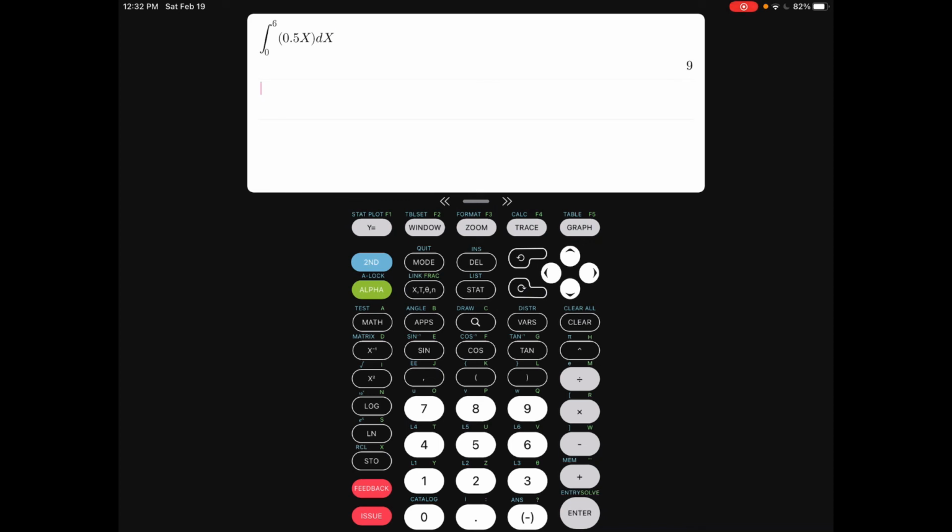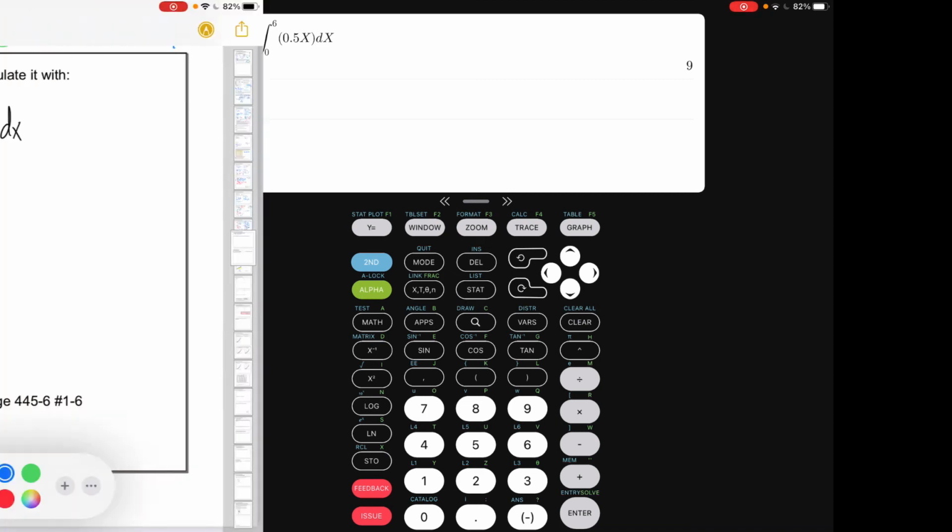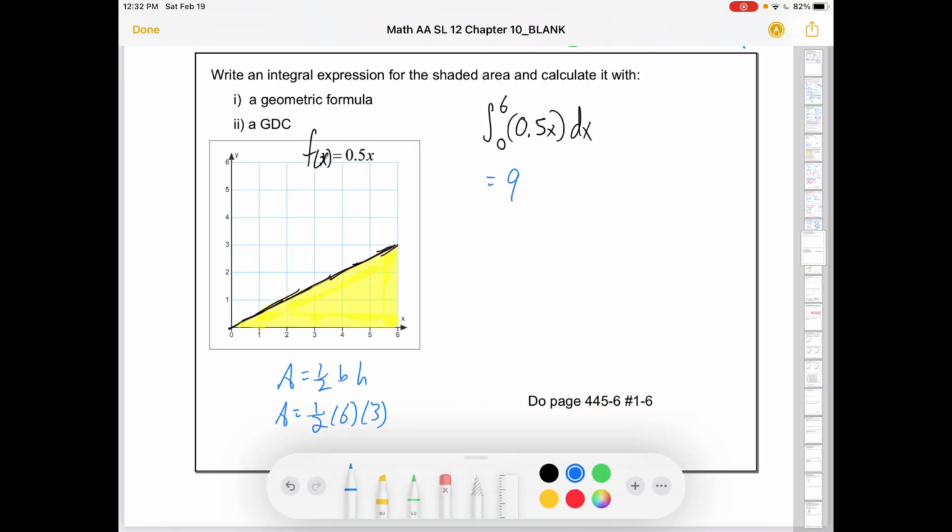And it does it by calculating sort of very, very small rectangles and adding up their areas. But we end up with 9 as a result. Of course, we already knew 9 was the answer. We did it geometrically. But you could imagine fancier shapes being difficult to do geometrically. The GDC will still be able to do it, and hopefully, analytically, we'll be able to do it as well. There's some practice right here on page 445 to 46, numbers 1 to 6.